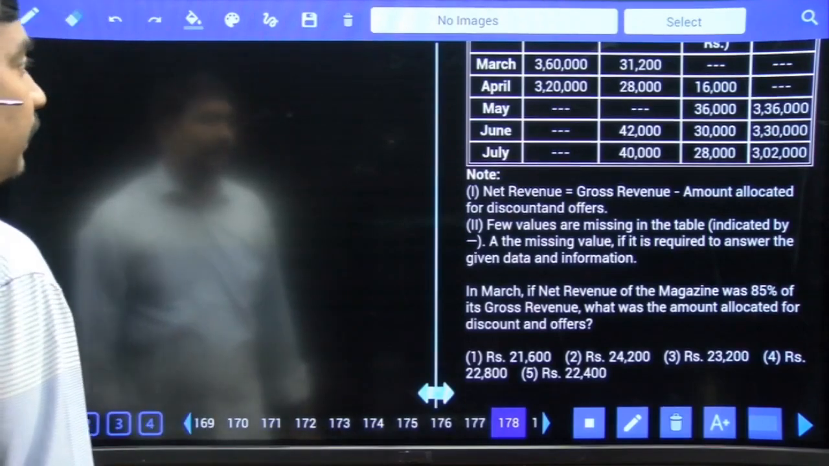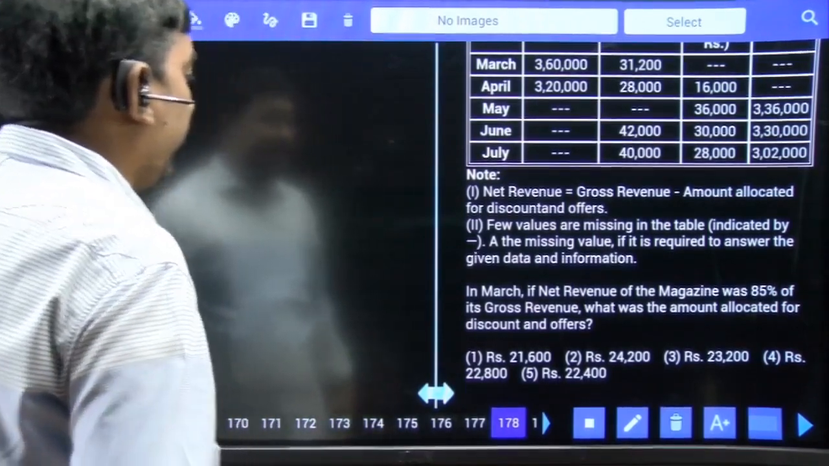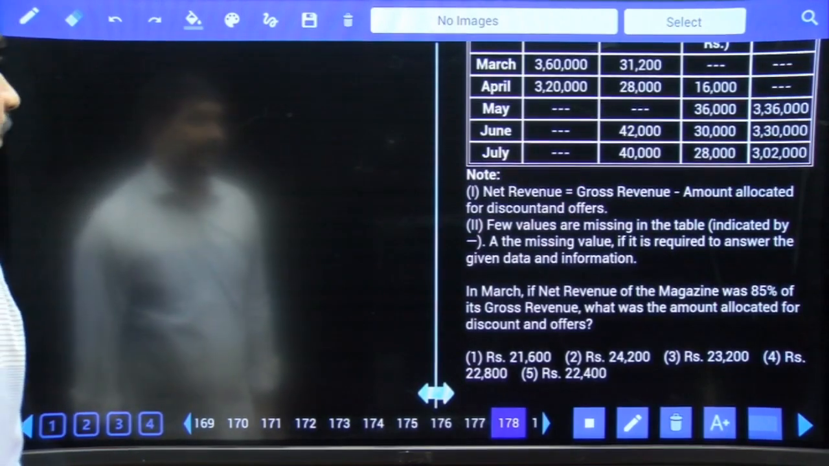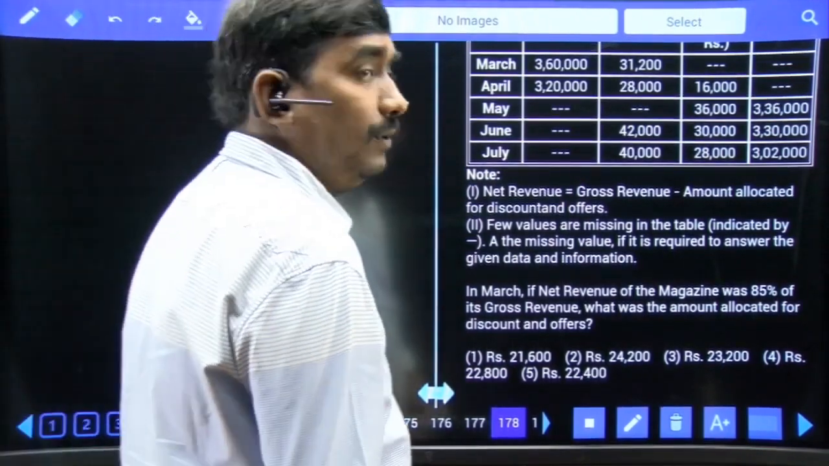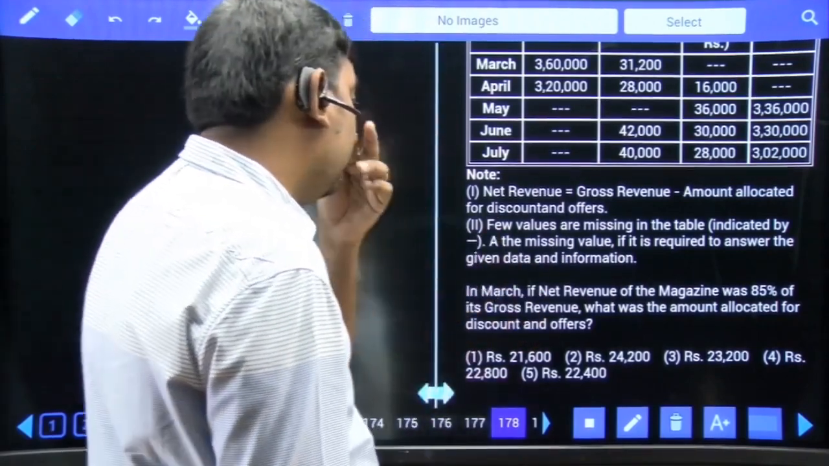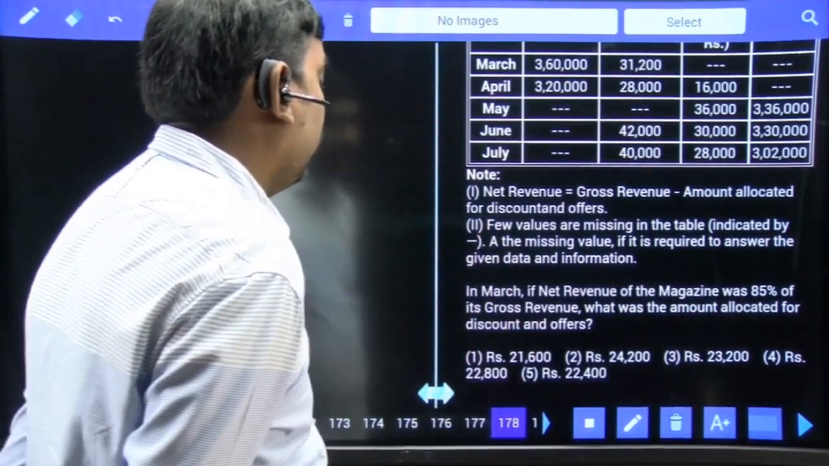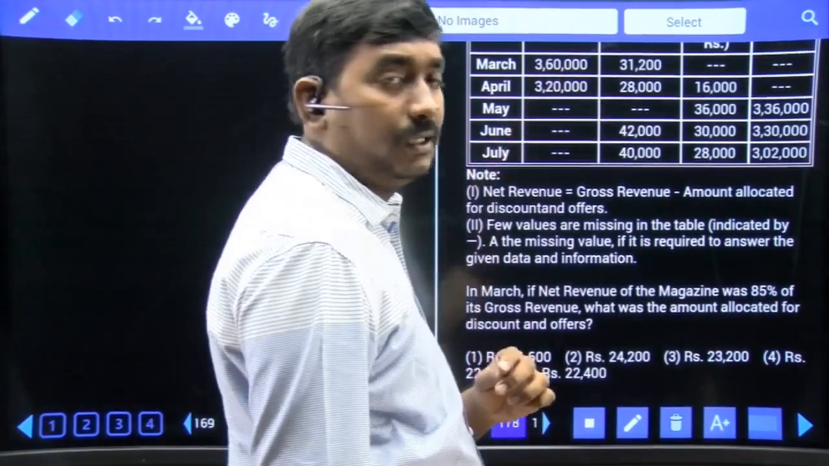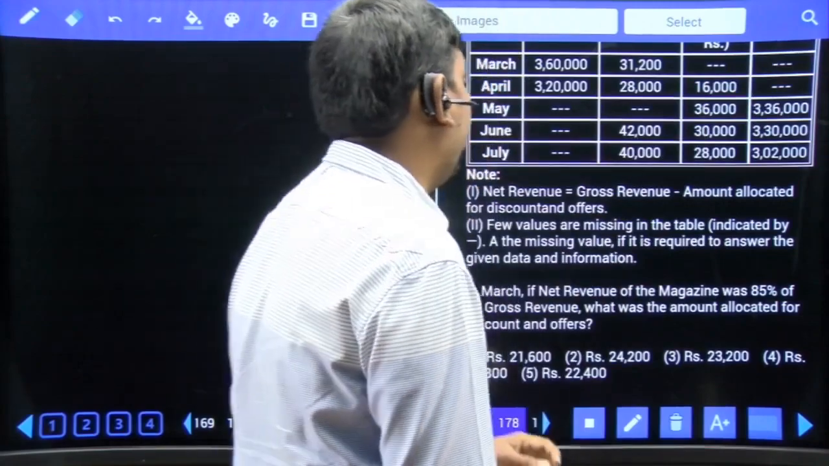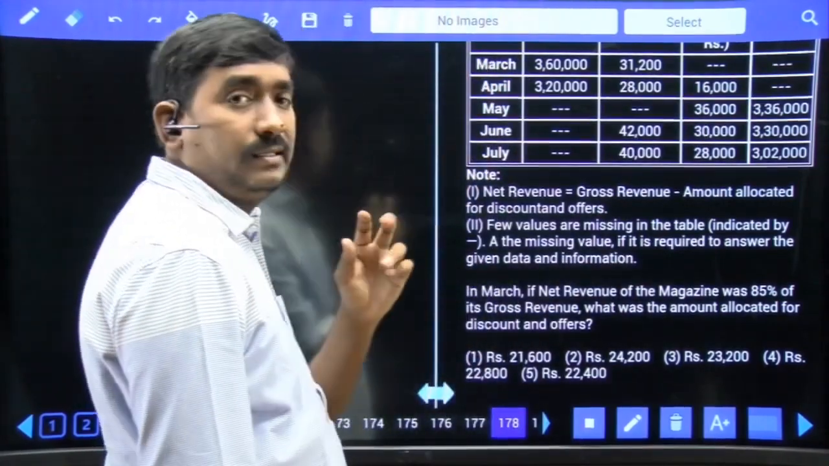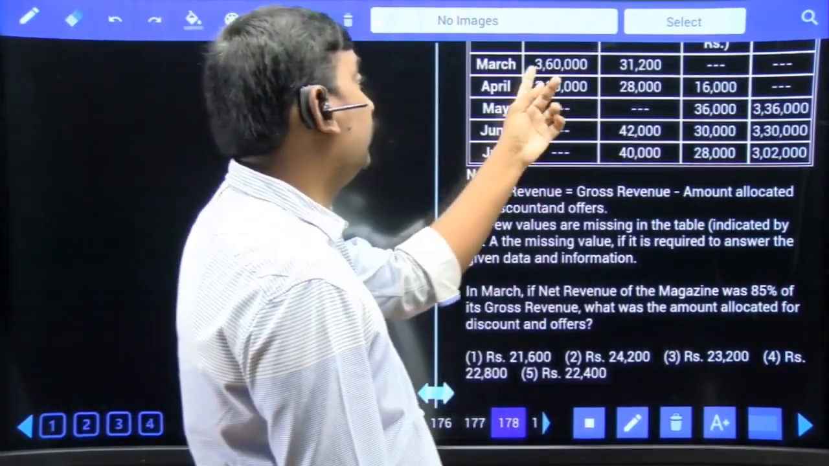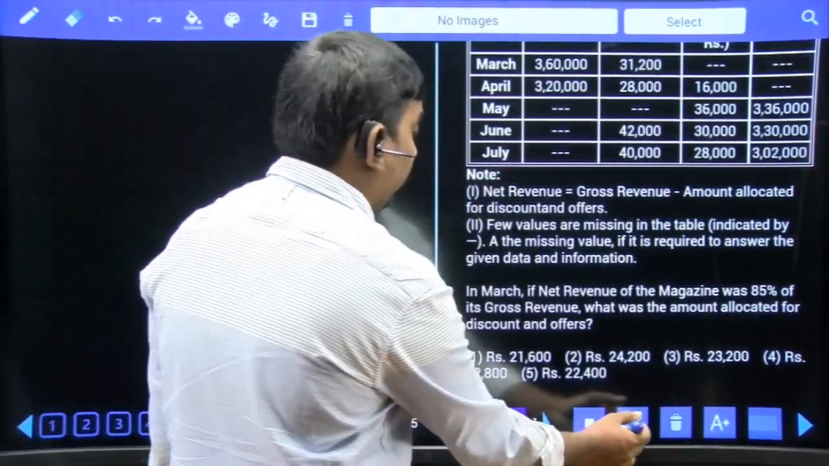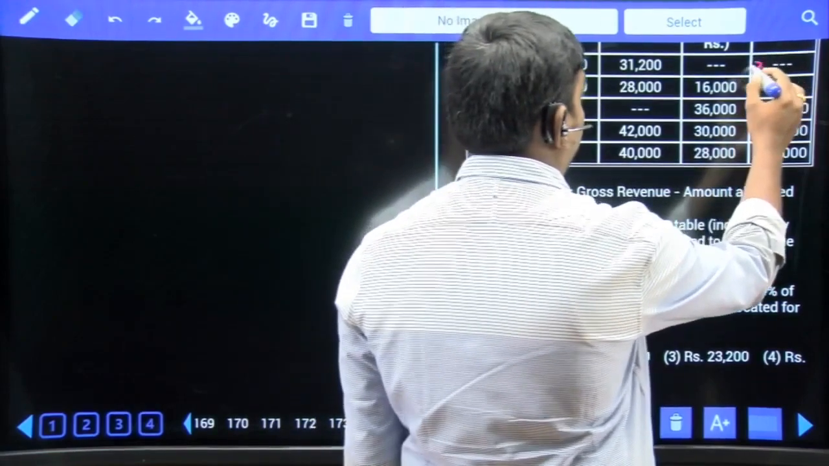In March, net revenue of the magazine was 85% of its gross revenue. What was the amount allocated for discount and offers? Okay. So here gross revenue 3,60,000. So net revenue is 85%. So 85% means 100% minus 15%. 10% 36,000, 5% 18, 54,000. 3,04,000 is the net revenue.